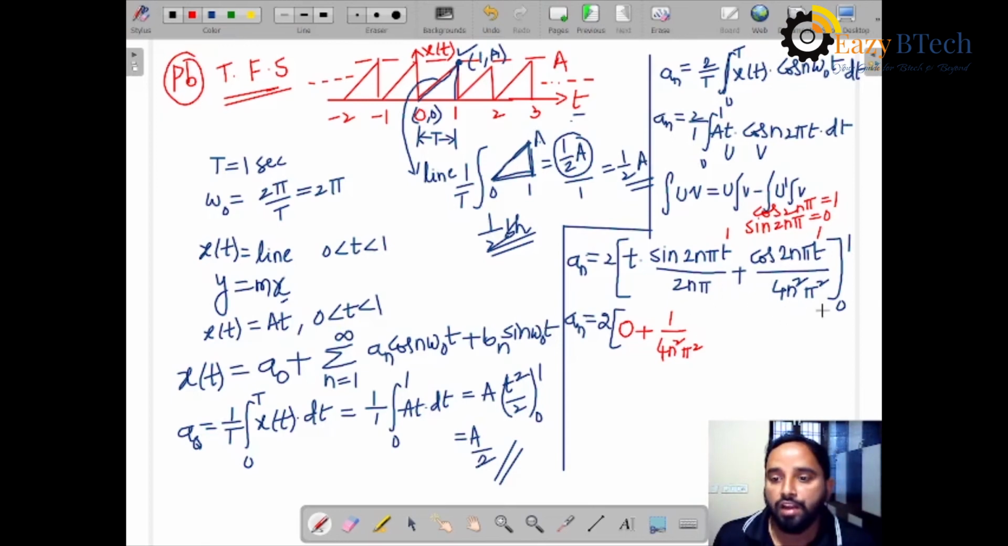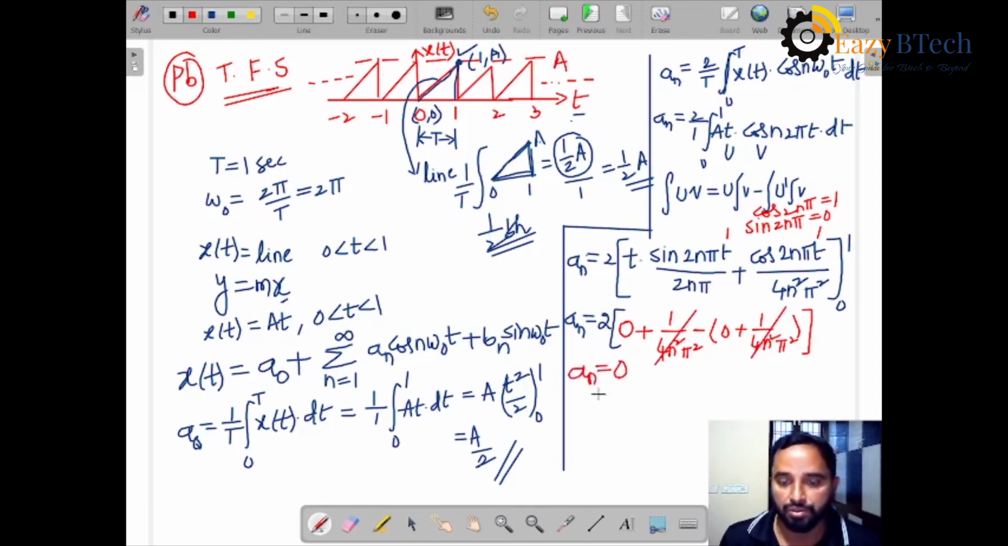And for the lower limit, here t is 0, 0 into sine 0 is also 0, so the lower limit is 0. And here cos 0, what is cos 0? 1. So 1 by 4n square pi square. So this is the value of a_n after substituting upper and lower limits. So 1 by 4n square pi square minus 1 by 4n square pi square, cancel it. So a_n value is 0. This is a_n equals 0.